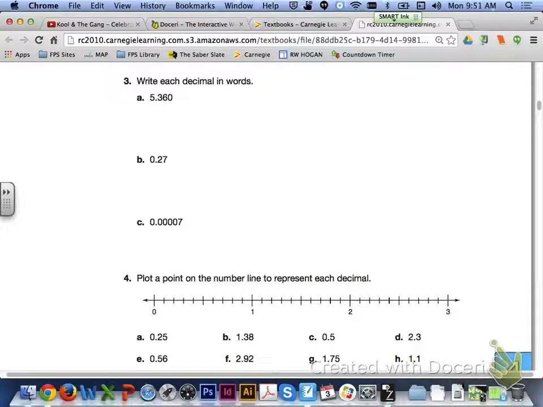Let's turn to the top of page 235, and what I would like you to do next with your group members is write each decimal in words for letters A, B, and C.